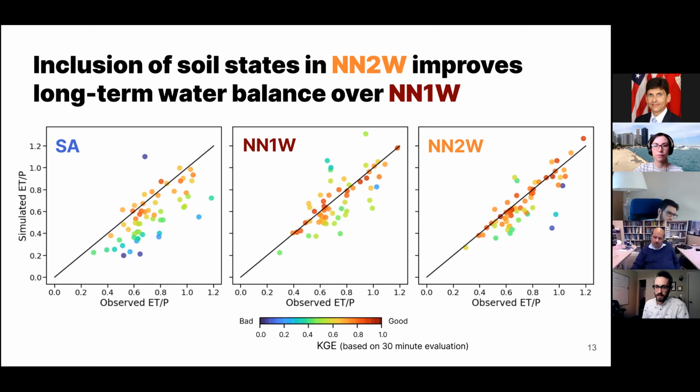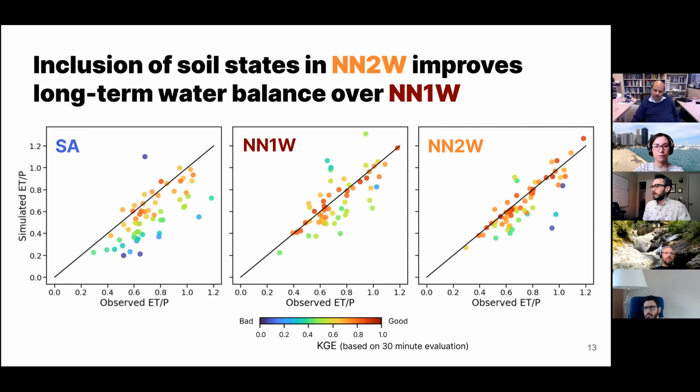And so in NN2W, when we actually start including those soil states, we see that there's much less over evaporation happening. So this indicates that the neural network can learn to detect these sort of thresholds. And it actually turns out that it learns really well to basically stop evaporating when the soil moisture is below the wilting point for the vegetation. So it does learn a pretty reasonable cutoff, and this is actually what's driving this long-term performance.